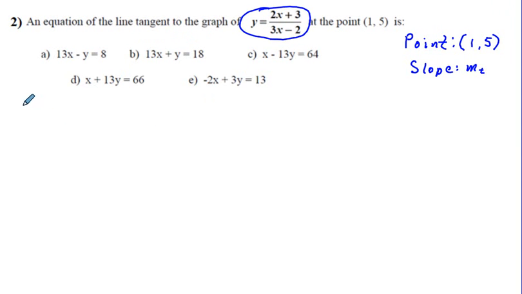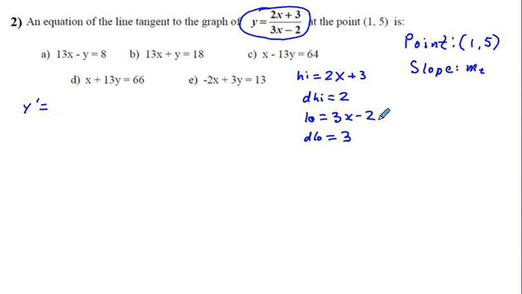And so y prime is equal to, what we have here is a quotient of two different functions. So in this case, our high function we're going to call 2x plus 3, and therefore the derivative of the high function is 2. And we have our low function is equal to 3x minus 2, and the derivative of our low function is 3.